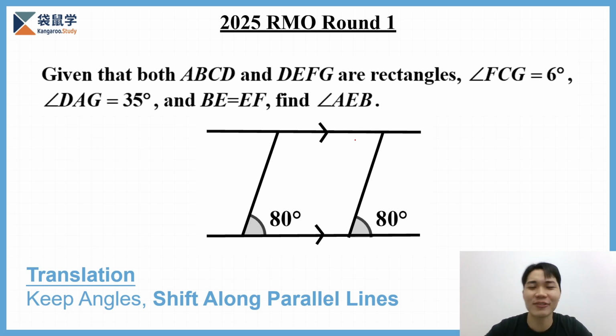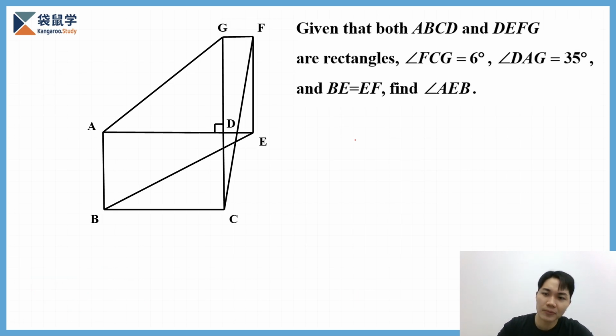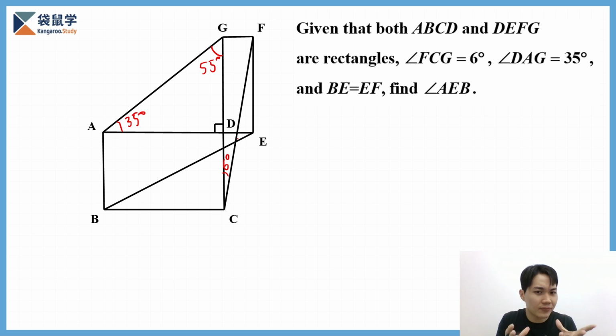We can try and solve the question. Let's have a look. So now let's write back the information. Here I have 35 degrees, here I have 55 degrees, here I have 6 degrees. Perfect. And now we want to shift. How should we shift it? First, looks like we have the angle 6 degrees, which is FCG, sorry. And we need to try to maintain it. So looks like we need to shift this line FC.